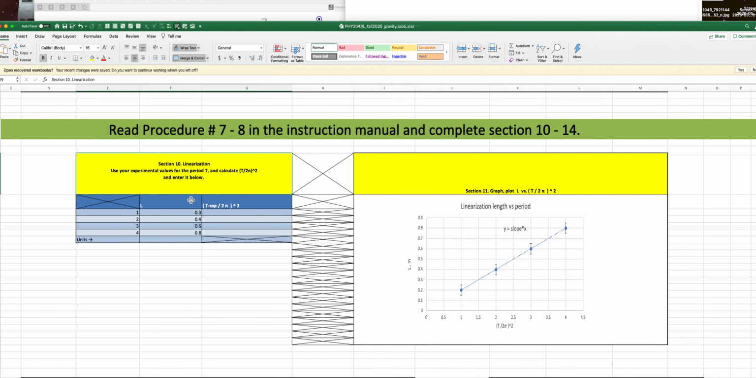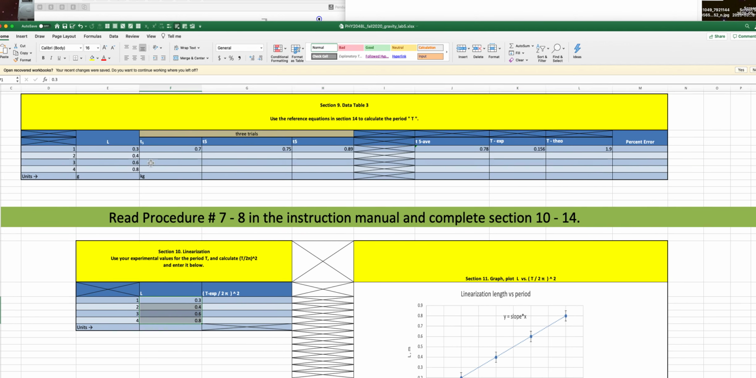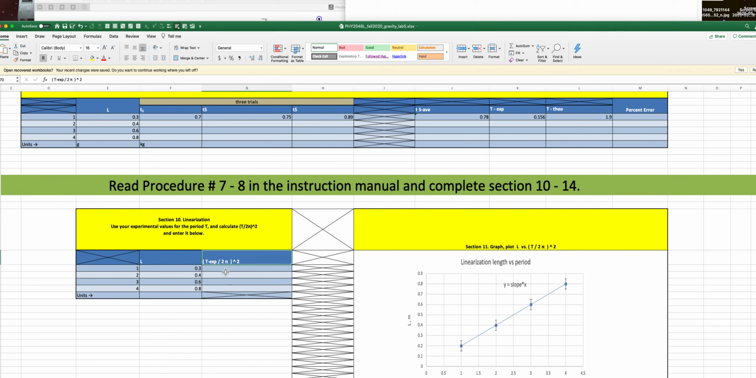And so in section 10, you have those same lengths here that you have from before, right there. And then you have your experimental period here. So then this number is going to be the experimental period divided by 2 pi and then squared. So you can do it this way. You can say it's going to equal a quantity squared, and what's squared is equal to the experimental period divided by 2 pi. And let me try to zoom in here. I don't think I can yet, so let me just do it this way.